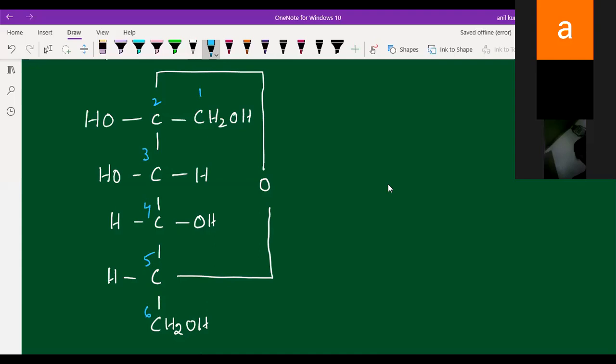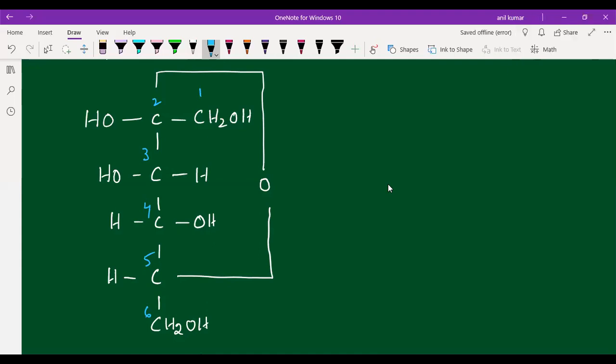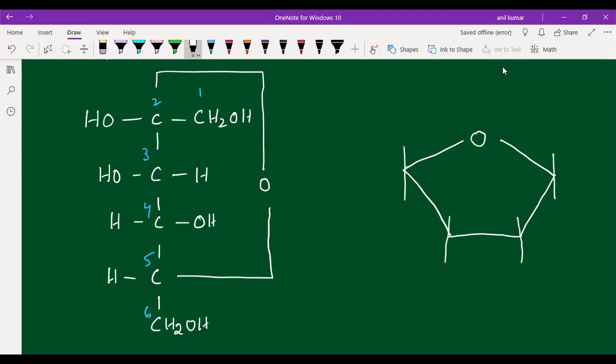Now I will draw the Haworth structure of this one. Let us draw the Haworth structure. We have to draw a 5-membered ring, that is the furanose ring. So this is our 5-membered ring, students. Okay, furanose ring we have drawn. Now draw the straight line passing through the vertices, which will pass the 4 vertices.